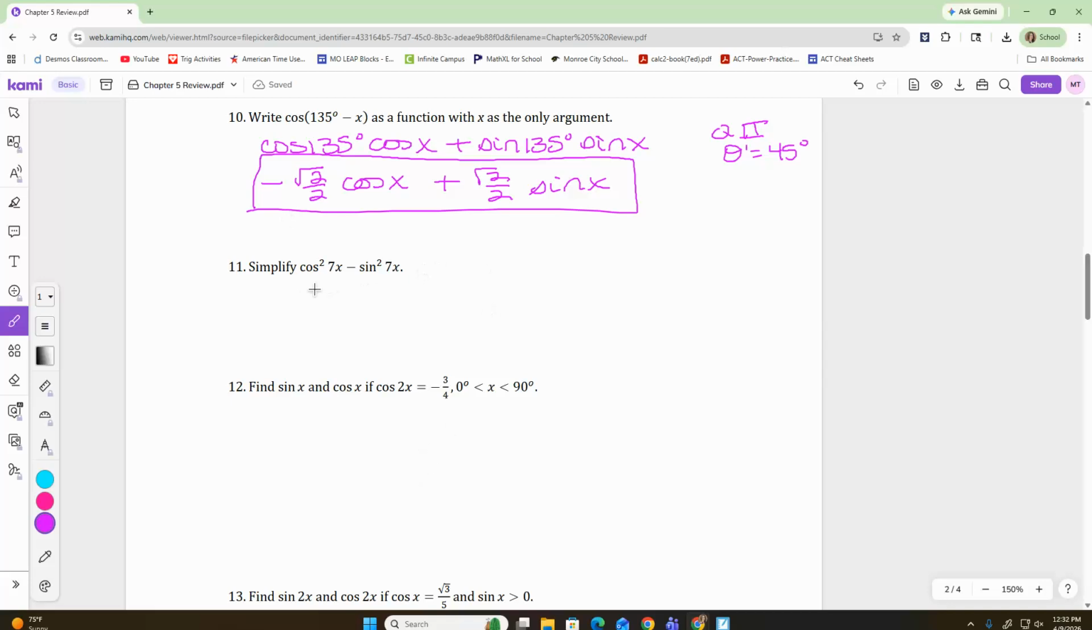So 11. You have cosine squared minus sine squared. Look at your formula sheet. Where do you see cosine squared minus sine squared? That's the cosine 2a formula. Okay, my a is just my angle, so 2 times 7x is 14x, and that's all you're doing there. So these, it's just practicing using these identities.